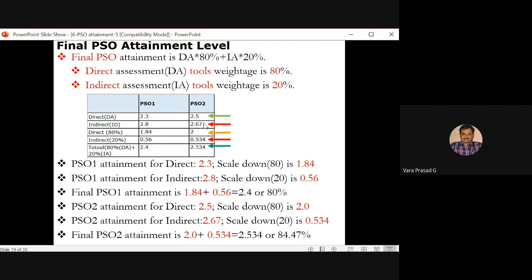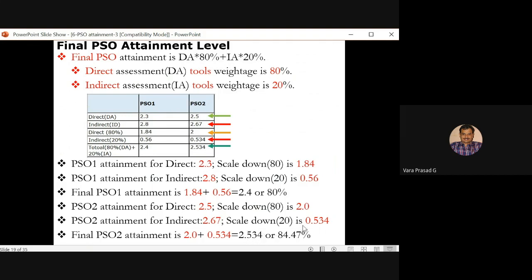So what is the indirect attainment value for PSO2? It is 2.67. So you have to scale it down to 20 percent. 2.67 multiplied by 0.2, you get 0.534. Then you have to add both. So 2 plus 0.534, how much do you get here? It is 2.534. Okay, you got it on the scale of 3.